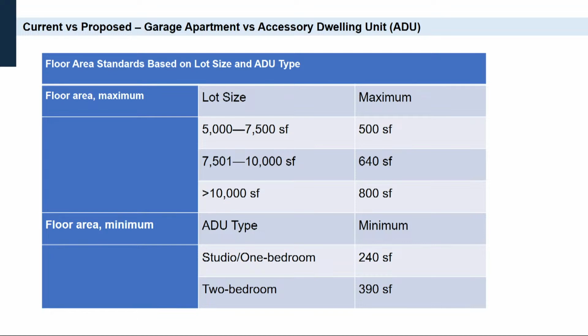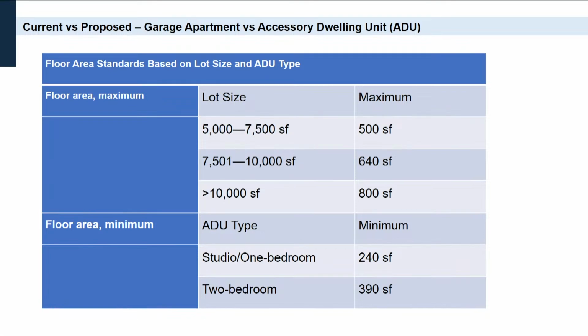Now, if it's a 1-bedroom or studio, the minimum would be 240 square feet, and the maximum for a 2-bedroom would be 390. Where do these numbers come from? These numbers are derived from coordination with the Florida Building Code for minimum habitable space based on a restroom, based on a cooking facility, based on a sleeping facility. So those are minimums based on those numbers.